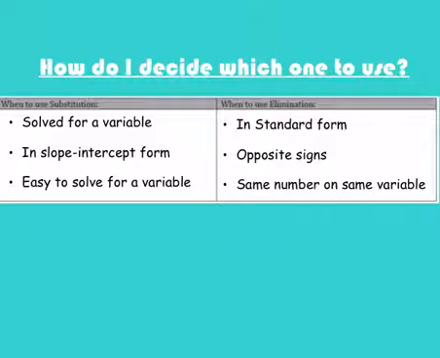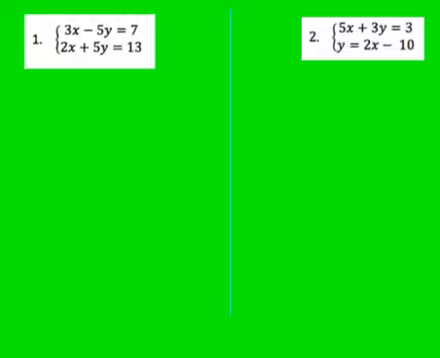Here's some tricks though. If it's already solved for a variable in slope-intercept form, it's easy to solve for a variable, kind of the same thing there. In standard form, a really good hint for elimination is opposite signs in standard form, or the same number on the same variable. And I'll show you what I mean by those.